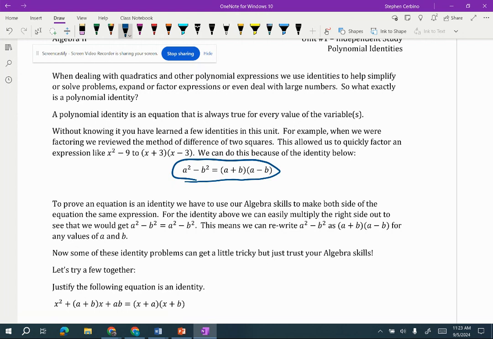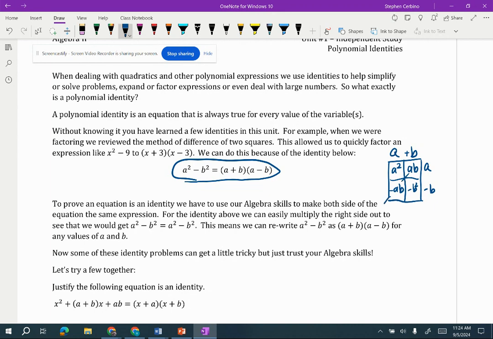So to prove an identity, all we have to do is use our algebra skills to make it so that both sides of the equation simplify to the same exact expression. Now, this is a pretty easy one, because I could take an expression like a plus b times a minus b and just quickly multiply it out. I'll use some boxes here. So we have a plus b and we have a minus b. A times a is a squared. A times b is ab. We like alphabetical there. A times negative b is negative ab. And b times negative b is negative b squared.